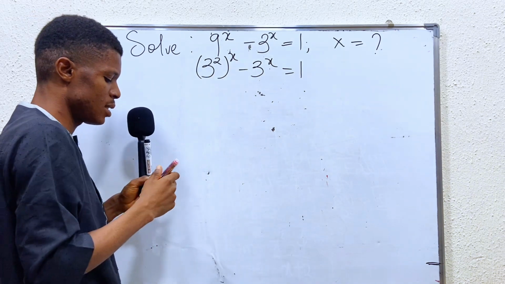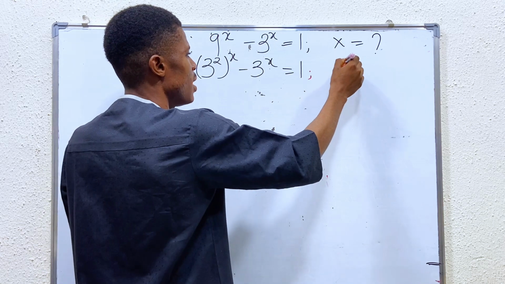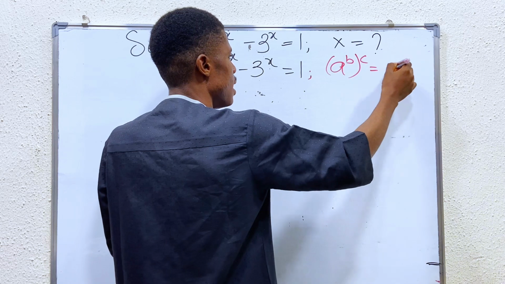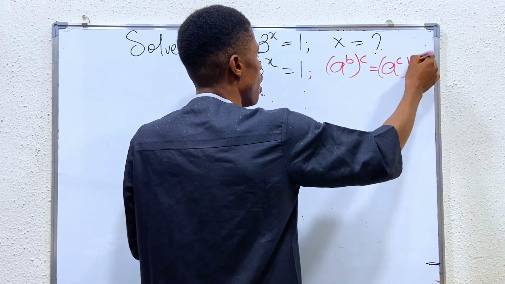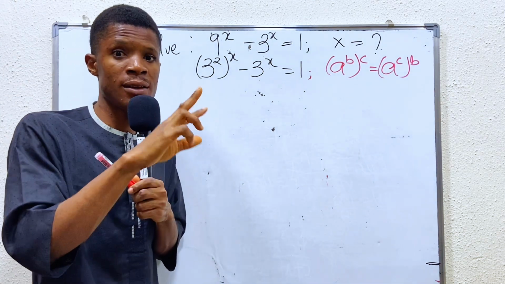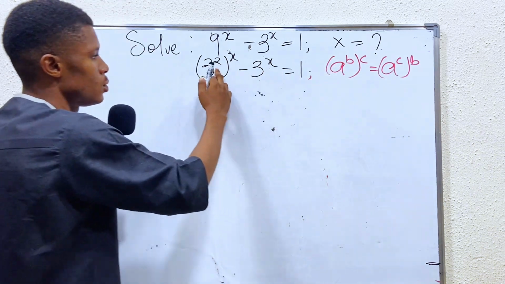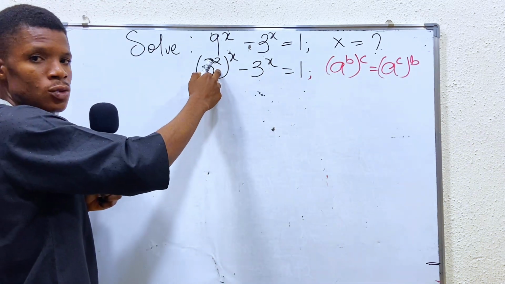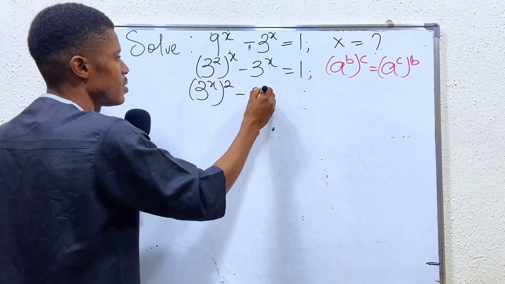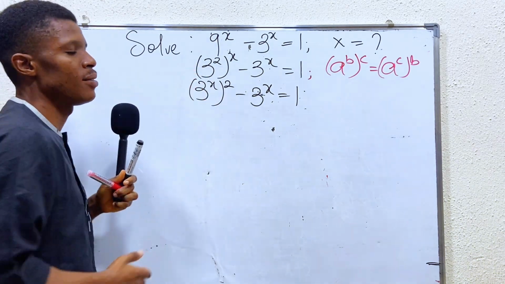We can now use the law of exponents which says that whenever you have a to the power of b raised to the power c, it can be seen as a to the power c raised to the power b. The reason is that multiplication is commutative, so we can flip the positions. Applying this rule, instead of 3 squared to the x, I can write (3^x) squared minus 3^x is equal to 1.